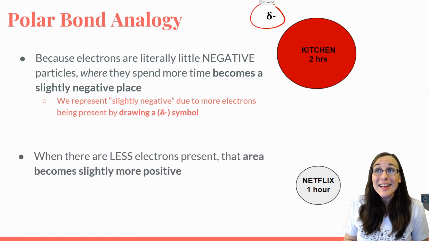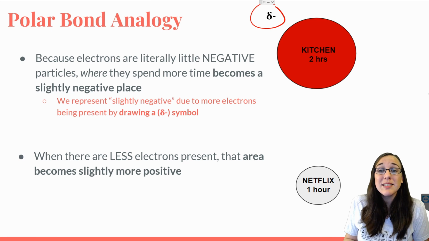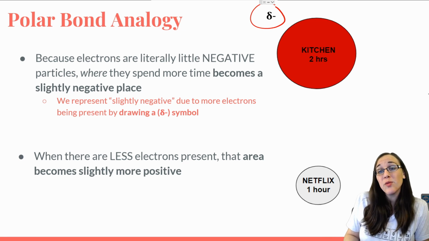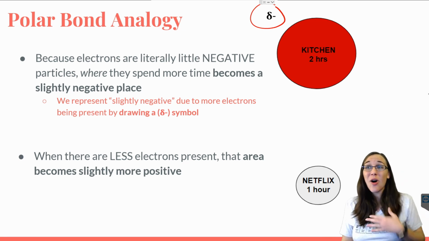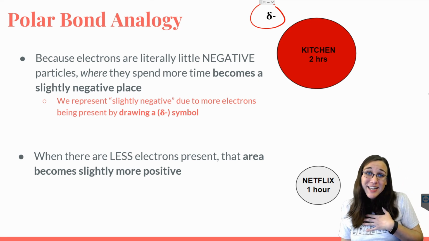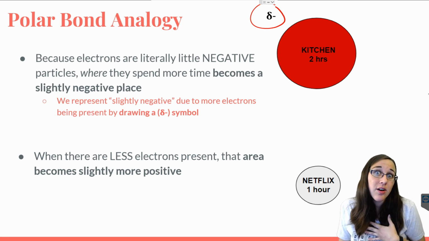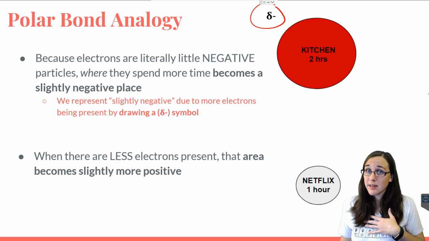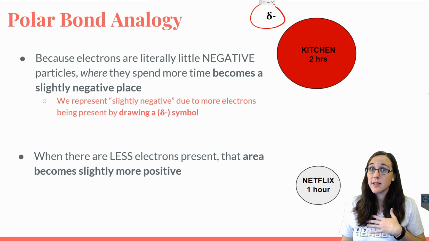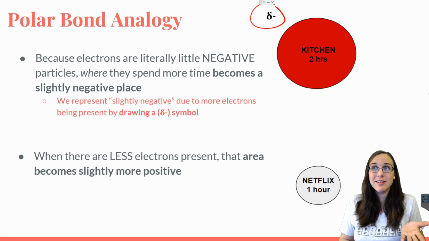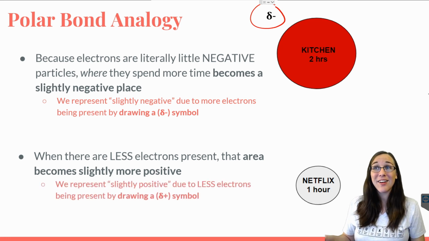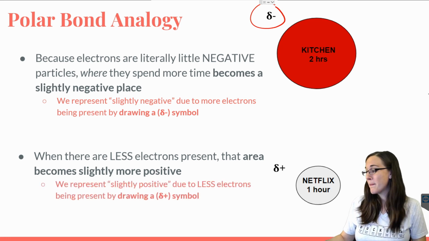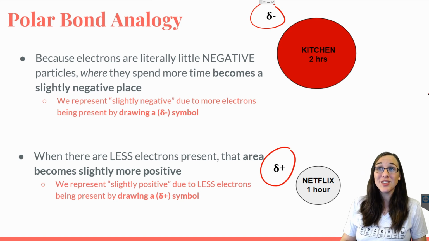Where there are less electrons hanging out becomes slightly more positive. So if all the electrons are hanging out in the kitchen, all me spending all my time in the kitchen, where it's becoming more and more negative the longer I hang out in there, then Netflix is becoming a slightly more and more positive option for me to want to go do instead of standing on my feet cooking. I'd rather go be watching The Blacklist. So that area, Netflix, becomes slightly positive. And we show that with our little cherry, our little slightly, and then a positive symbol.